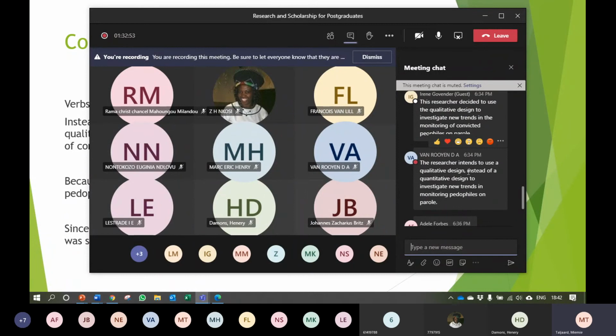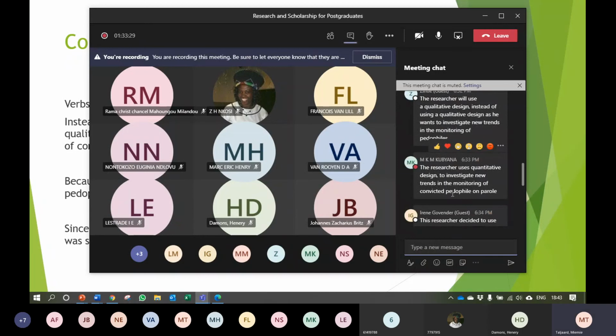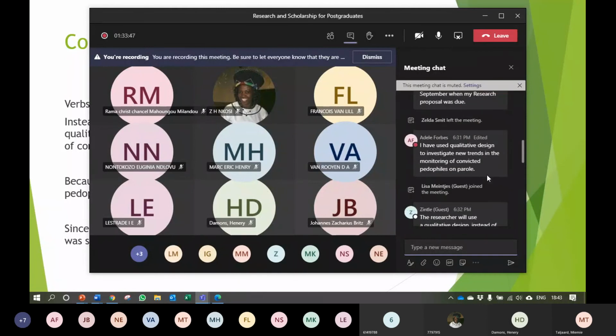Mr. van Rooyen, do you see that you could have left out that the researcher intends to use a qualitative design to investigate trends in monitoring convicted pedophiles? Paroled pedophiles. Because if I say somebody's on parole, I imply he had been convicted. Okay, I got all of you with that new trends, but that's the difference between ordinary language and academic language. And I got all of you with that convicted and paroled.